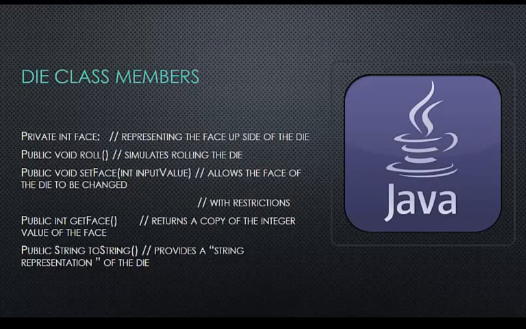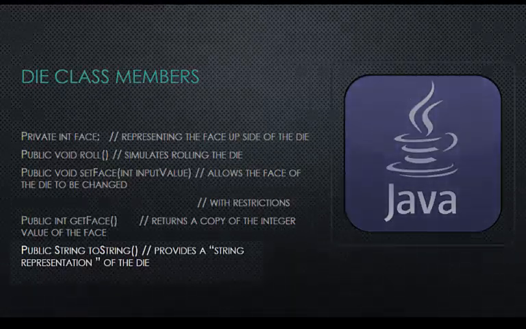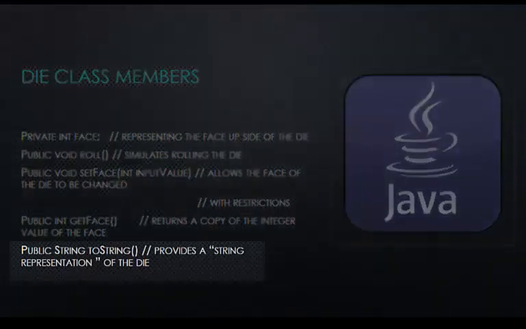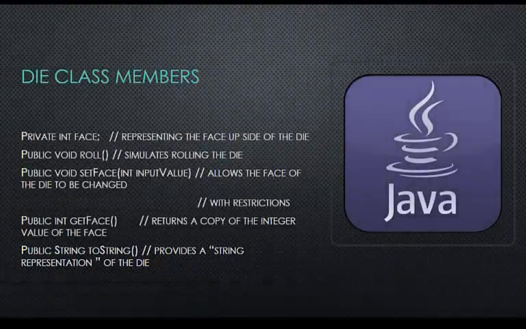Now when we code the set and get methods, we are thinking about them from outside the class looking in. So setFace is designed to change the value of the face, and getFace is designed to retrieve a copy of the face of the die. A public toString method will provide a string representation of our die.